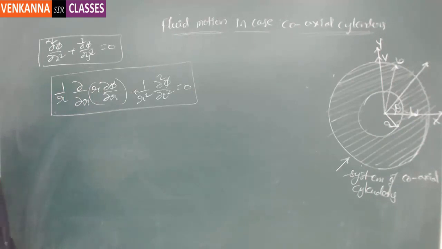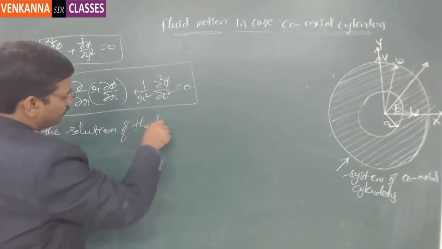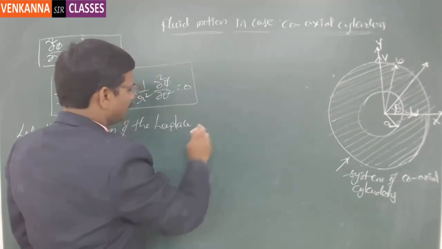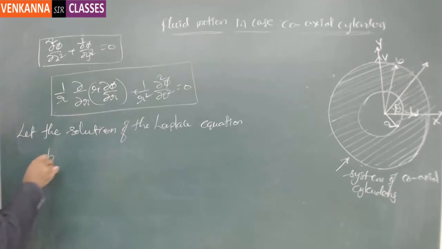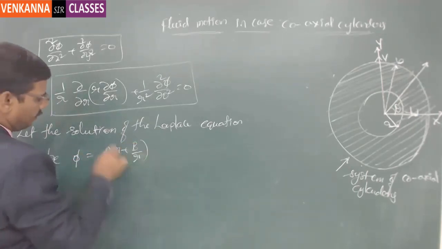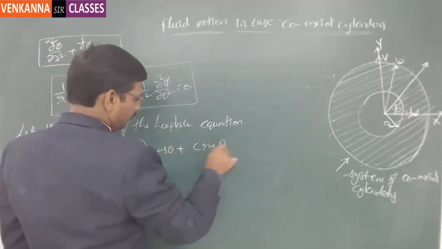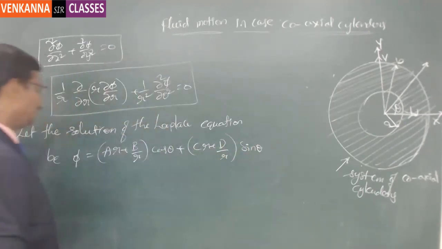Now one particular solution. Let the solution of the Laplace equation be phi equal to (AR plus B by R) times cos theta plus (CR plus D by R) times sin theta. Now this is a random solution.